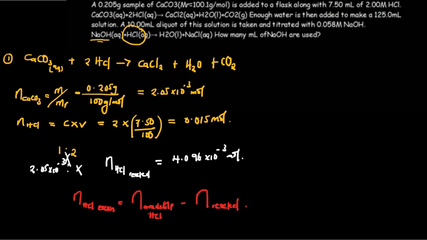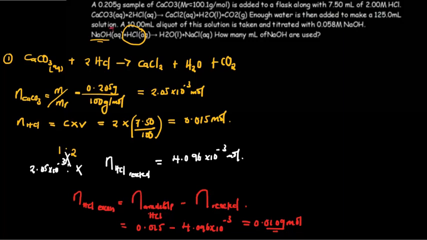So what do we have? The available moles, we've been told that for HCl it is 0.015 minus the reacted one, which is 4.096 times 10 to the power negative 3. So what are we going to have when we subtract? 0.0109 moles. So it means we have reached this point here.